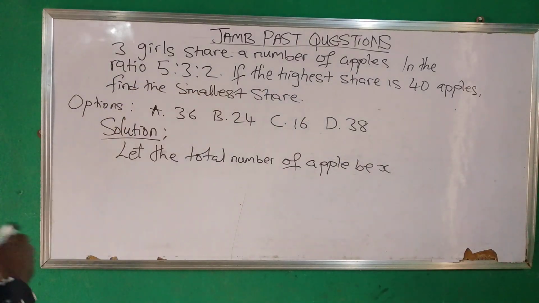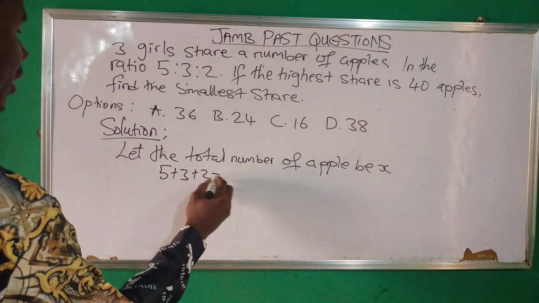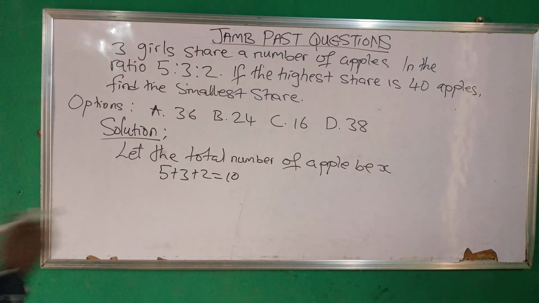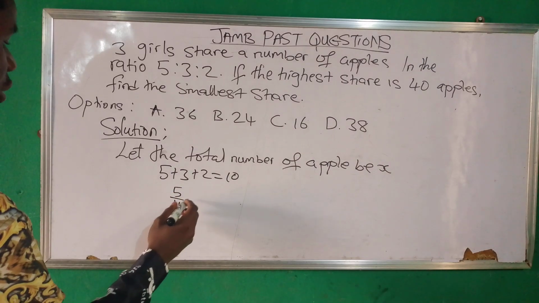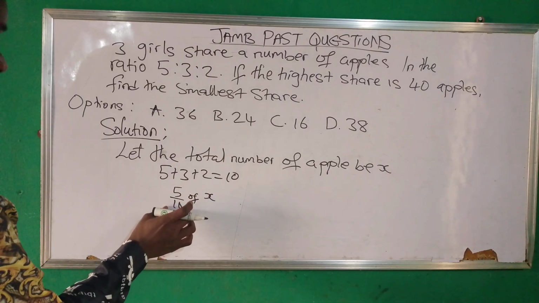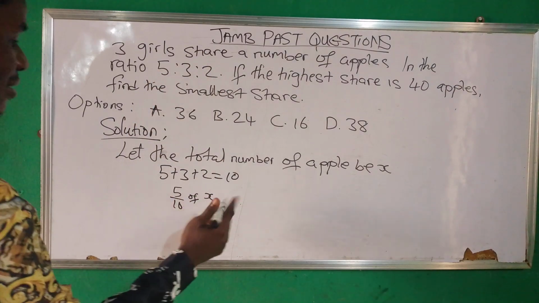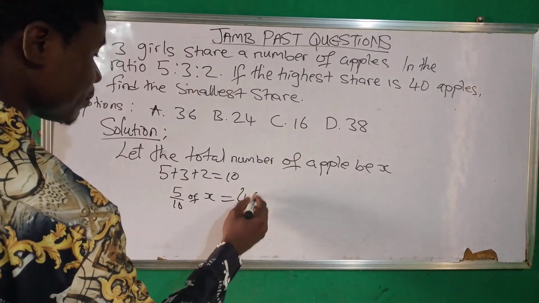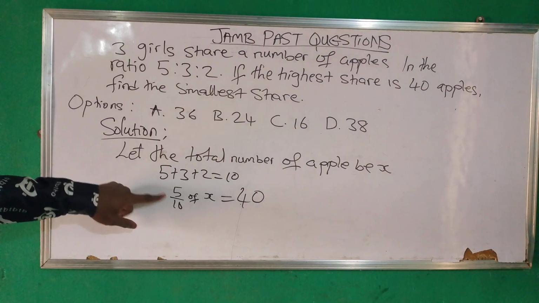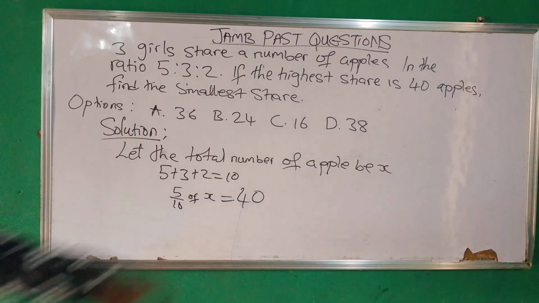Alright, so what's the total number here? 5 plus 3 plus 2 gives us 10. Alright, so the person that got the highest got 5 over 10 of X. 5 over the total, which is 10, of X equals 40. That was what the highest shareholder got. The person got 5 of the total, 5 over 10 of X equals 40.